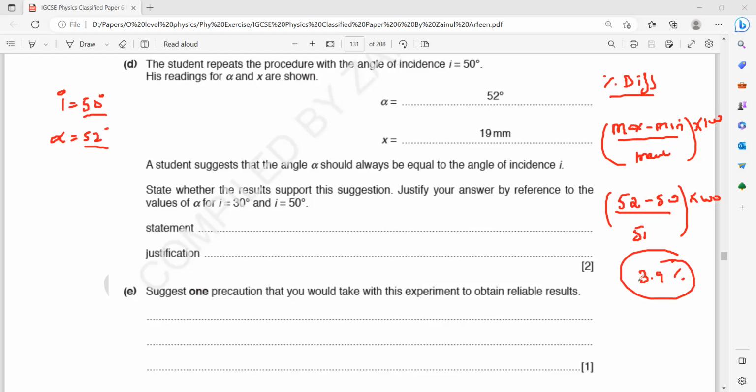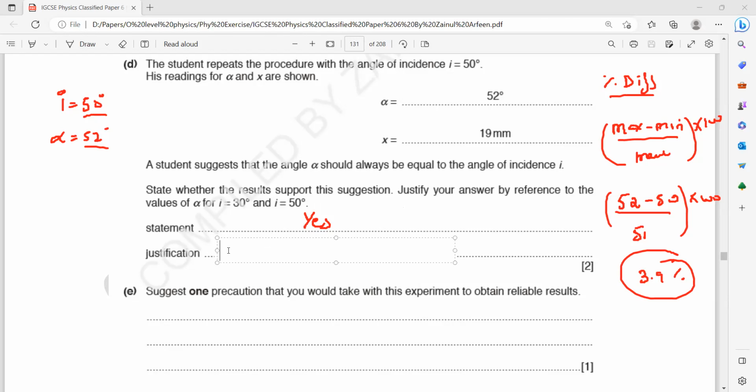So if our percentage difference is 3.9, what will we say, yes or no? We'll say yes, the values are within the limit of experimental accuracy, the values are equal. Or the two values are within the limit of experimental accuracy. Or we can say the angle of incidence 50 is approximately equal to alpha 52.